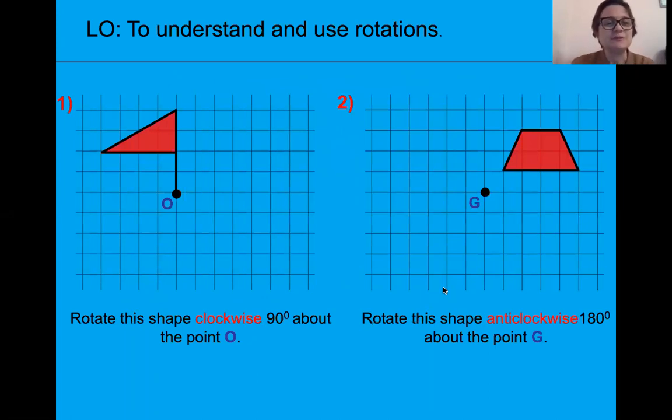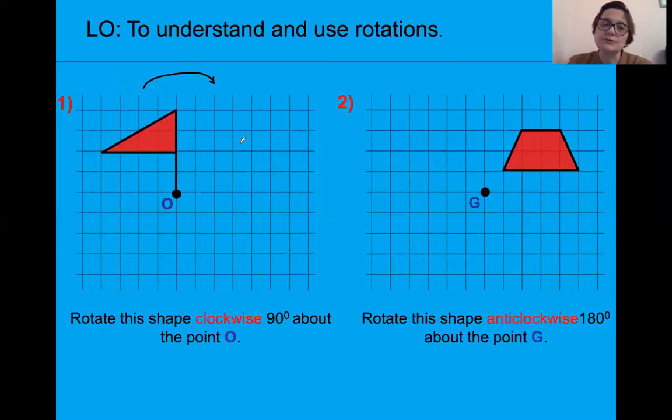So in the very first picture, we have a triangle here. We are going to rotate this triangle clockwise 90 degrees about the point O. So clockwise is this way. This is the clockwise, and 90 degrees.